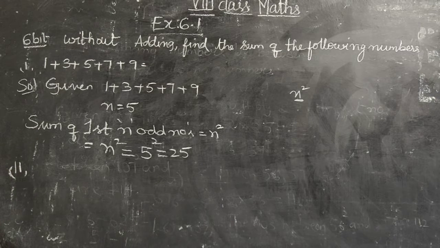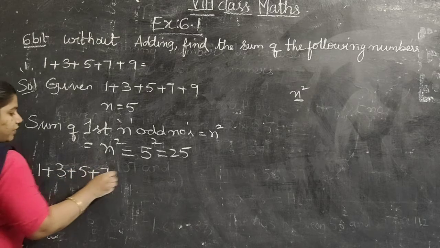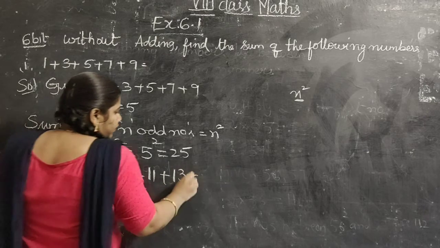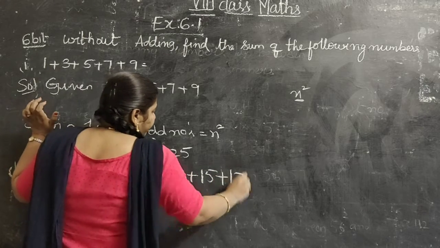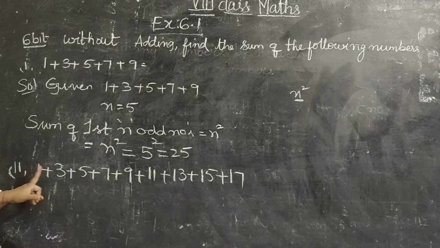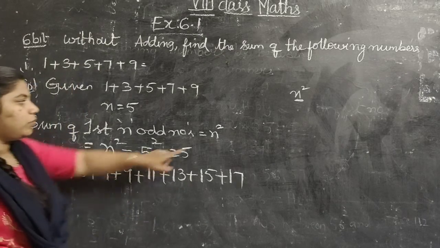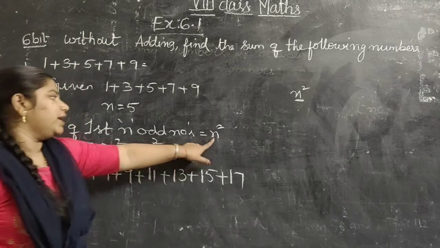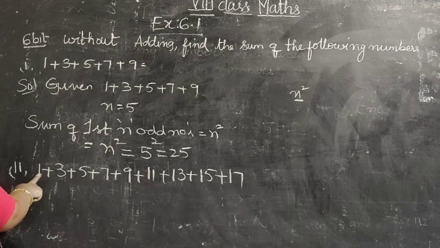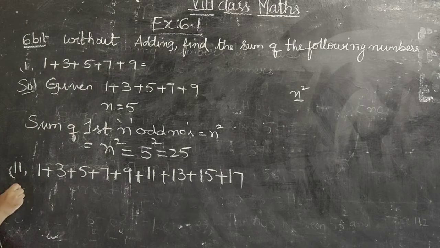Second one, 1 plus 3 plus 5 plus 7 plus 9 plus 11 plus 13, 15, 17. So these are all odd numbers only, starting from the first value. Sum of first n odd numbers, what is the formula? N square. So what is the n value here? How many odd numbers are there? 1, 2, 3, 4, 5, 6, 7, 8, 9. So n value is 9 now.